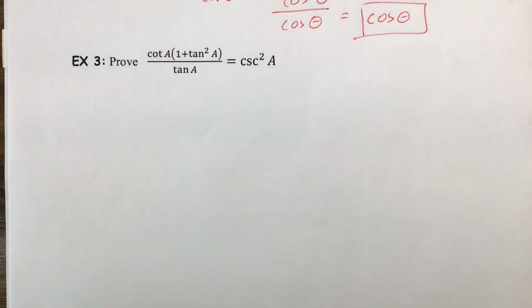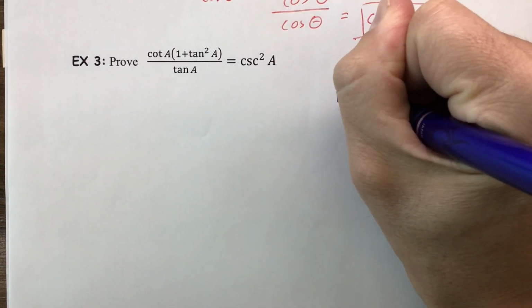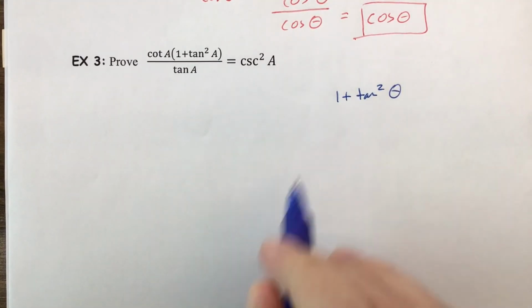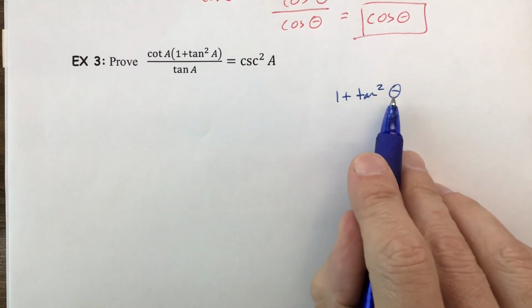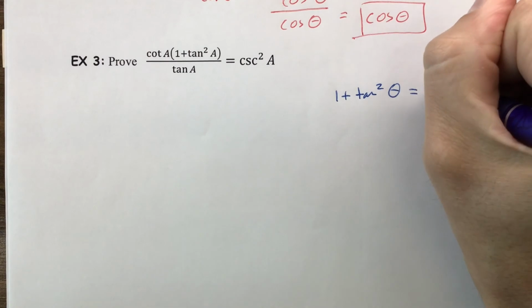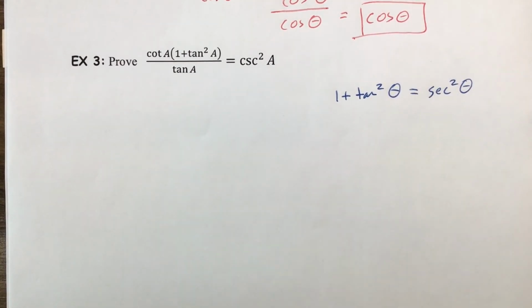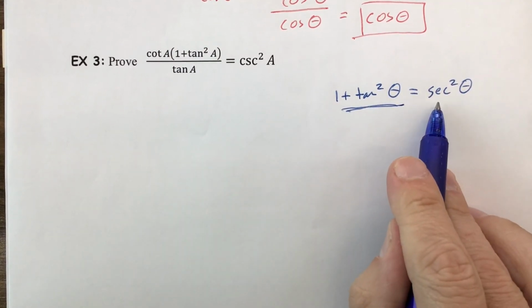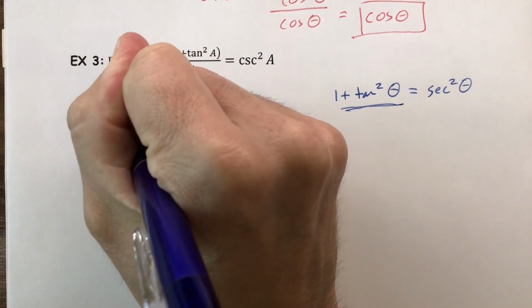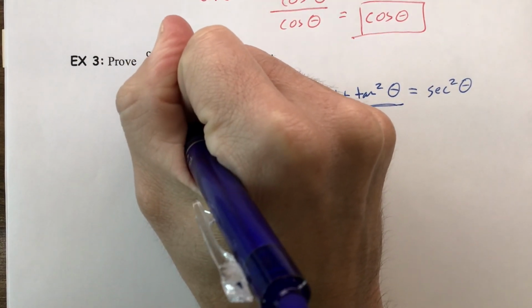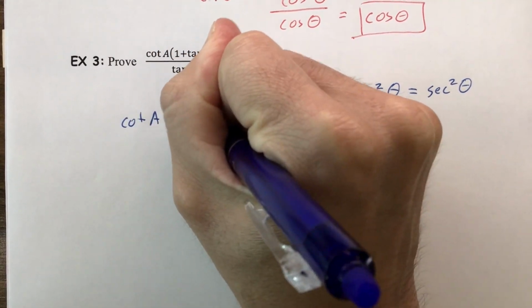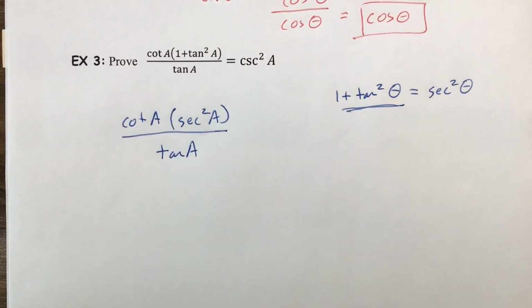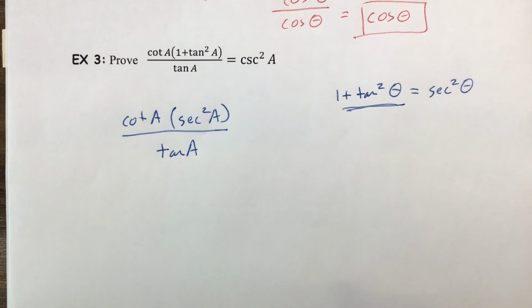That was one of our Pythagorean identities, which said that 1 plus tangent squared theta, we're using A here, but it was theta in our general setup, 1 plus tangent squared theta is equal to secant squared theta. So that means that this set of parentheses can be replaced with secant squared theta. All right, so we'll have cotangent A multiplied by secant squared A, divided by tangent A. All right, so that was step 1, looking for identities.